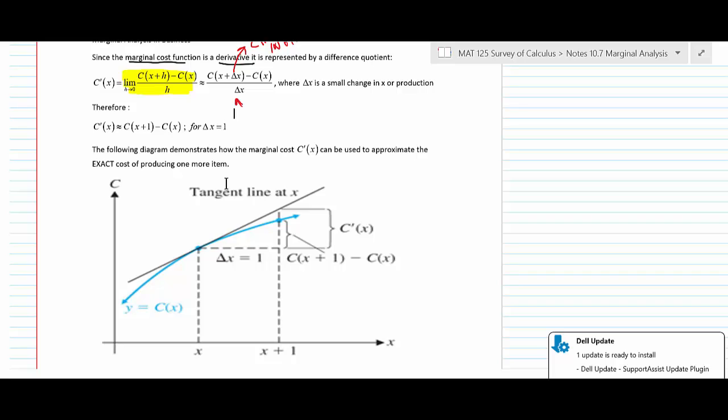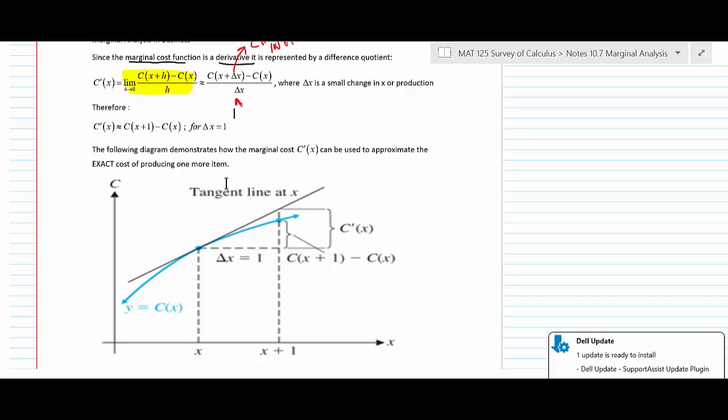So this graph is going to try to show you a couple of things. Say delta X is 1, which is like the h. If we just go up one more, producing one more item, then this distance from there to there is going to be 1. Now if you look at C prime of X, the derivative is going to be the slope of this tangent line right there. Now what is a slope? A slope's a rise over a run.